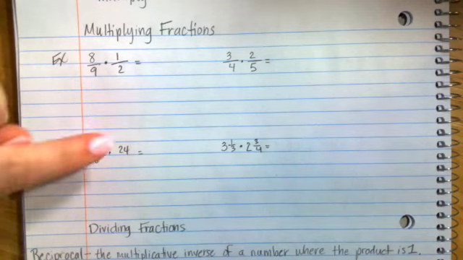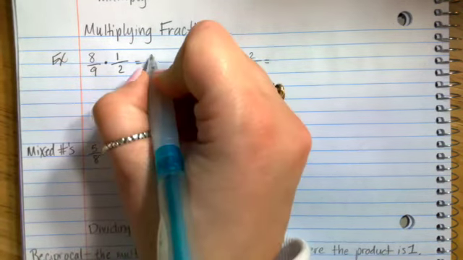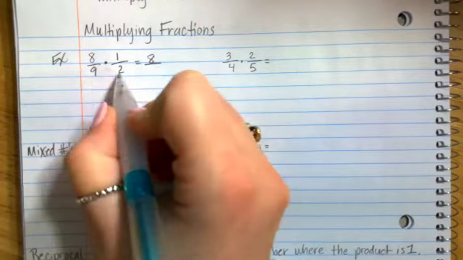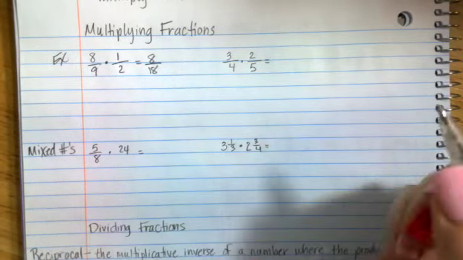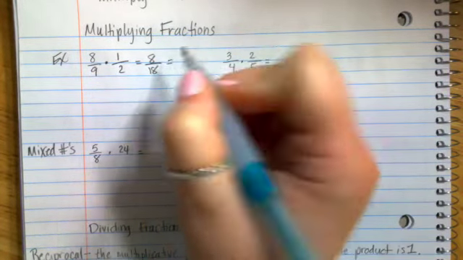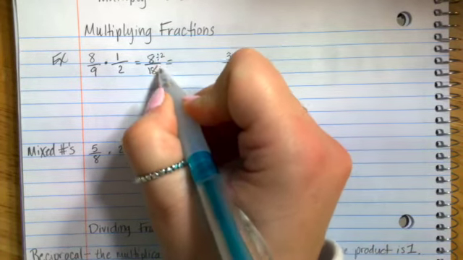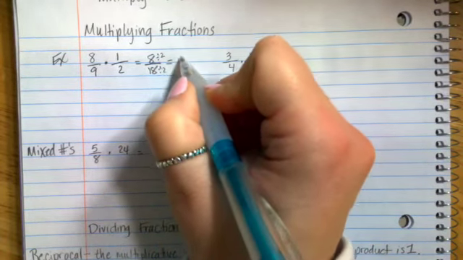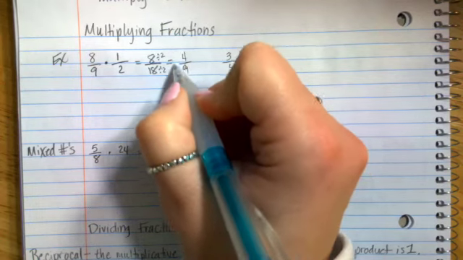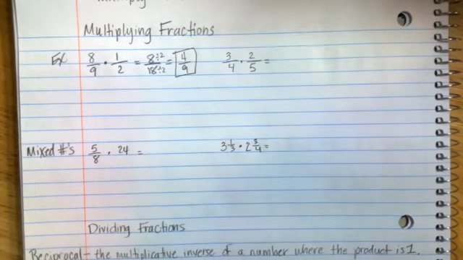Multiply going straight across. So 8 times 1 is 8. 9 times 2 is 18. And then simplify. A number that can go into both 8 and 18 is 2. So I'm going to divide by 2 on top and bottom, and I will get 4/9. And there's my solution. Okay.